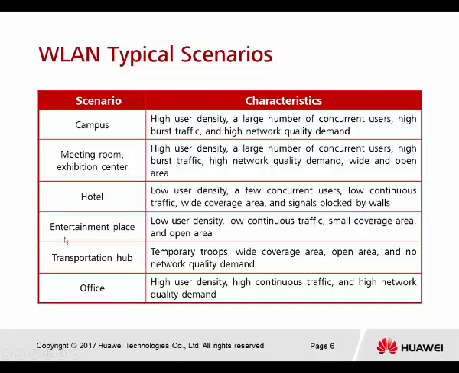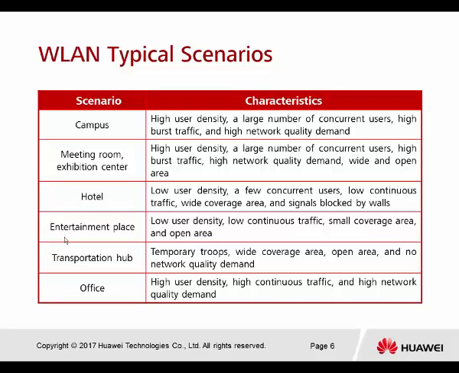Then the next one is the entertainment place. Low user density, low continuous traffic, small coverage area, and open area. At the entertainment place, basically fewer people will connect to the wireless. Even if they connect, they browse the web less, because this is an entertainment place. Who goes there and takes out a phone or laptop to browse the internet? Maybe they are just doing some survey. That's all, so it's very low continuous traffic.